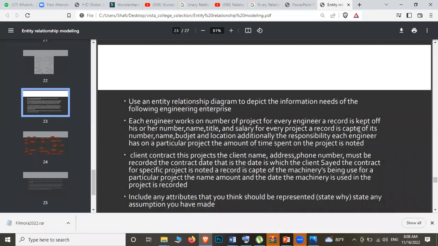Of every engineer, a record is kept. So record also can be taken as an entity. And then number, name, title, salary, and for every project, records are kept of its number, name, budget, and location.